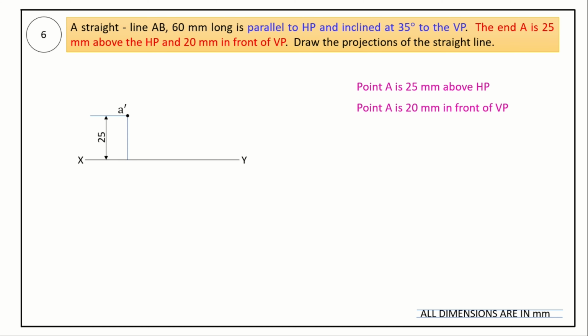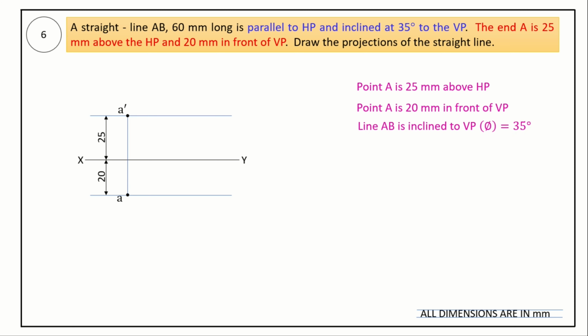Also, it is given point A is 20 mm in front of VP. So, top view of the point A is 20 mm below XY. So, from reference line measure 20 mm, mark the point as A. This point A is 20 mm below XY. Now, from the point A', draw a parallel line to XY. Similarly, from the point A, draw a parallel line to XY.